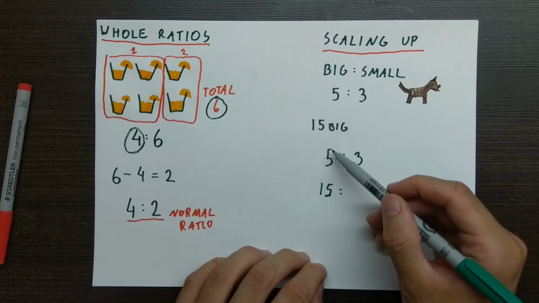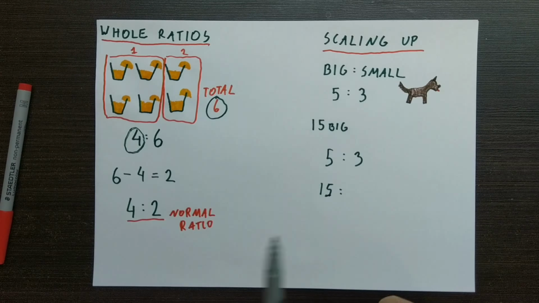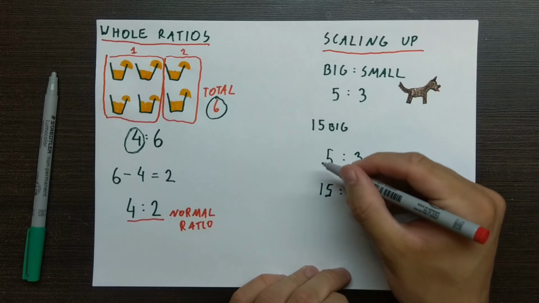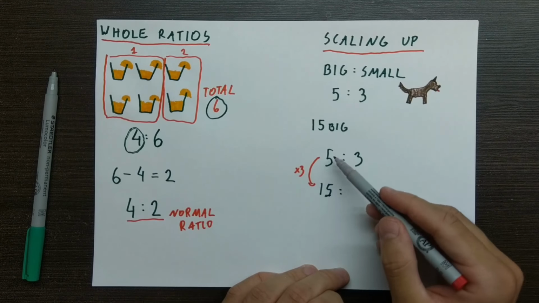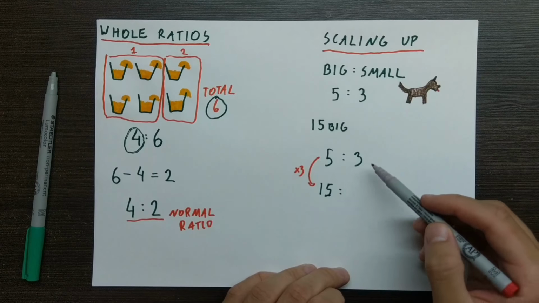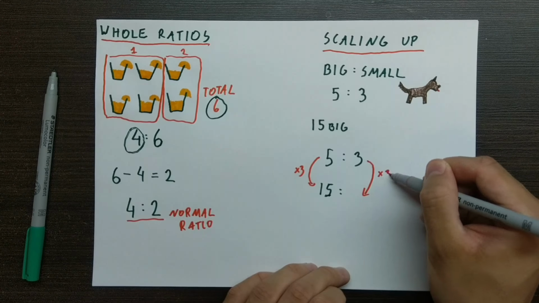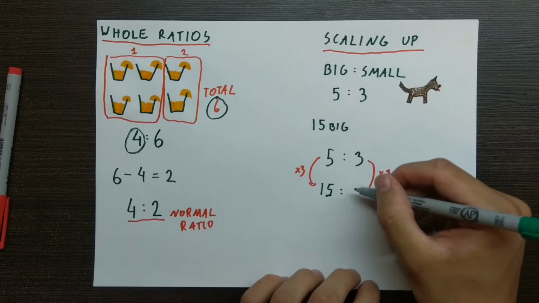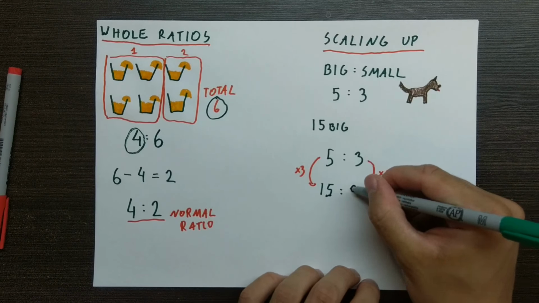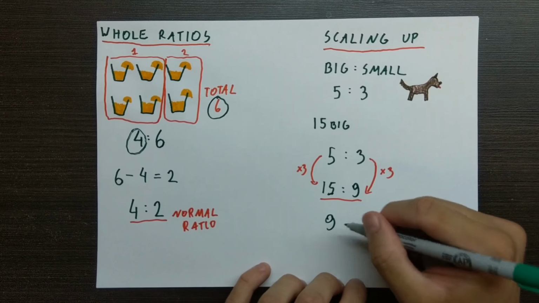Now we can see that if we multiply the 5 by 3, we're going to get 15. So we're going to do just that. We multiply this side by 3. And because we're scaling up, we have to do the same to the other side. So we multiply 3 times 3, and that will give us the number of small dogs, which is, of course, 9. So this is our answer. We have 9 small dogs.